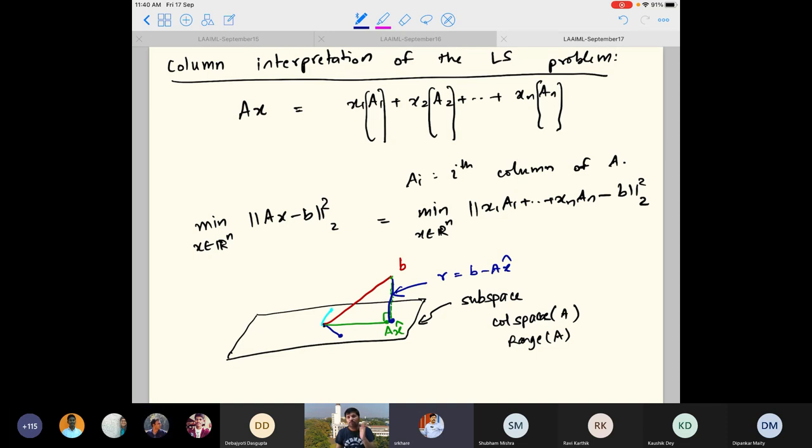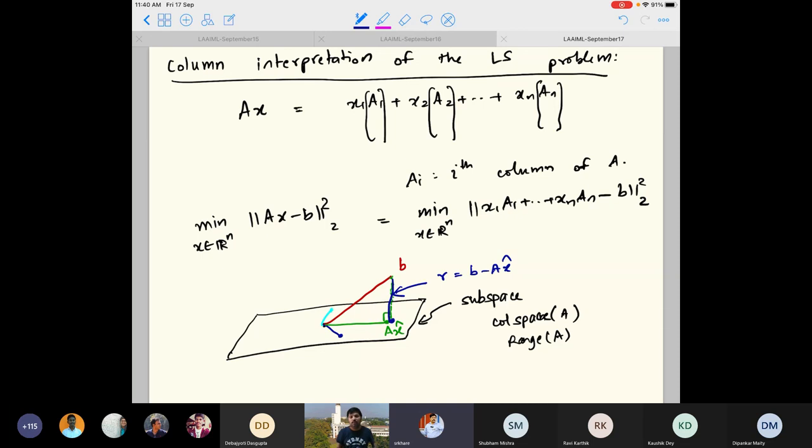Yes, sir. I am not able to draw this figure very correctly, but this is what is happening. So what is this really saying? This is really saying that the residual R should be perpendicular to Ax hat. Whenever the residual is perpendicular to Ax hat, that means that you have achieved the nearest vector in the linear combination.